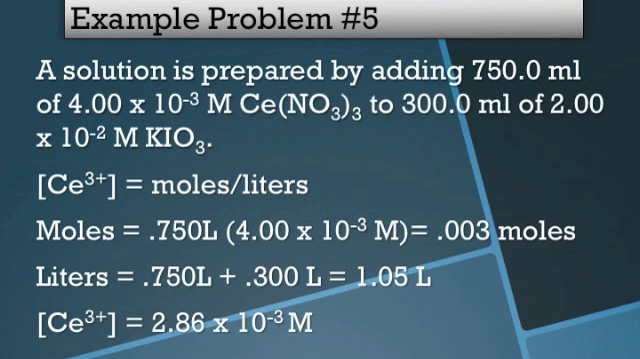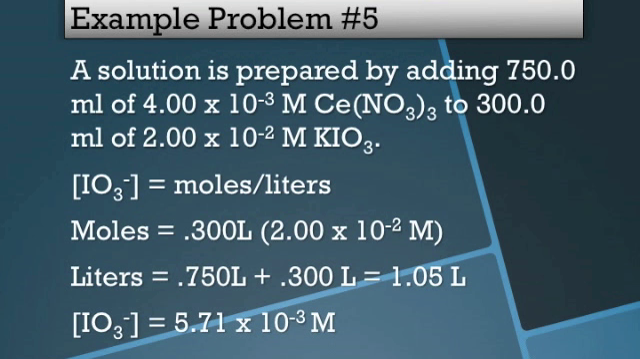We will only focus on the cerium and the iodate ions. Moles of each ion need to be found and then divide by the total volume of the two solutions. Since we are combining these two solutions, we must combine the volume for the molarity calculations. So cerium equals the moles over liters. The moles are 750 milliliters times 4 times 10 to the negative third molarity equals 0.003 moles. The liters combine to make a total of 1.05. Divide the two, and the molarity of cerium is 2.86 times 10 to the negative third.